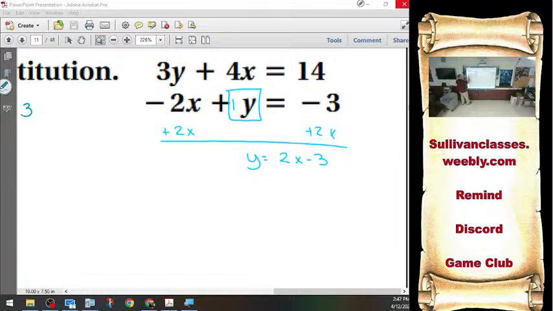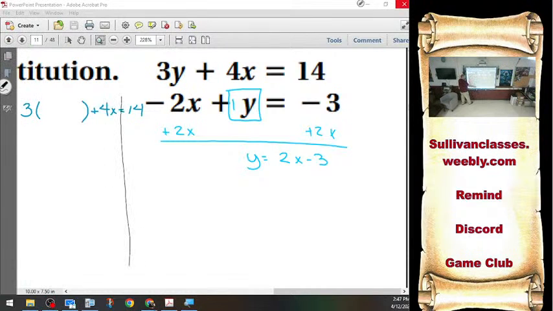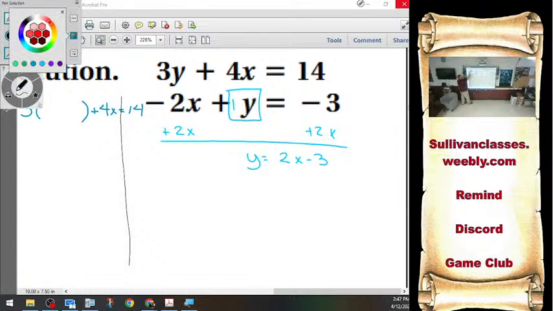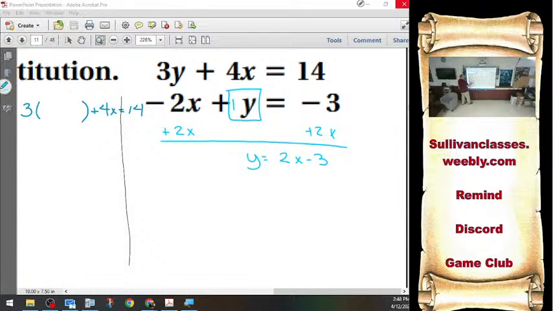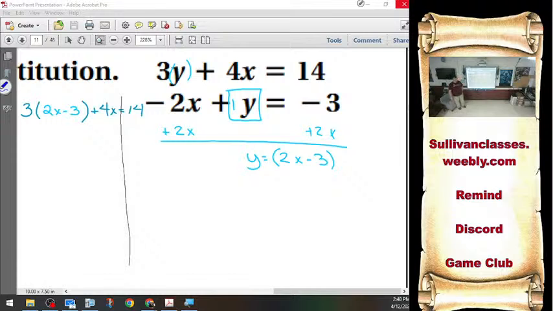So I'll say 3y plus 4x is 14. Notice I'm leaving a nice big space for where the y stuff goes. I'll put my little divider line there because I know some of us like it. We said y is this stuff. I will replace y with this stuff, 2x minus 3. And now it's just an equation to solve. We're back in first semester.